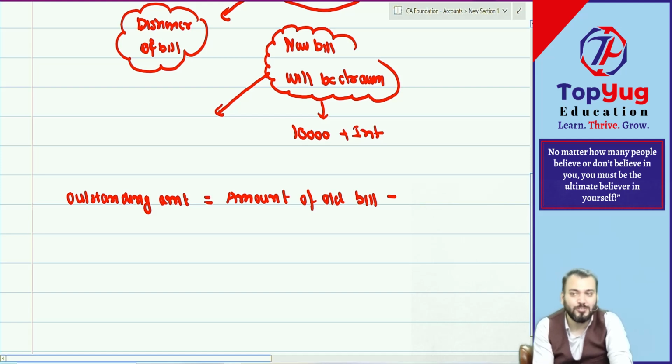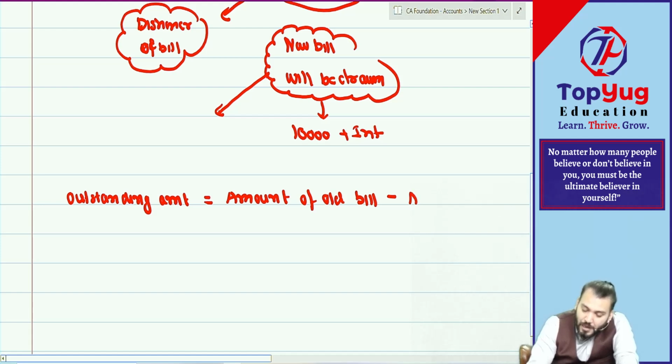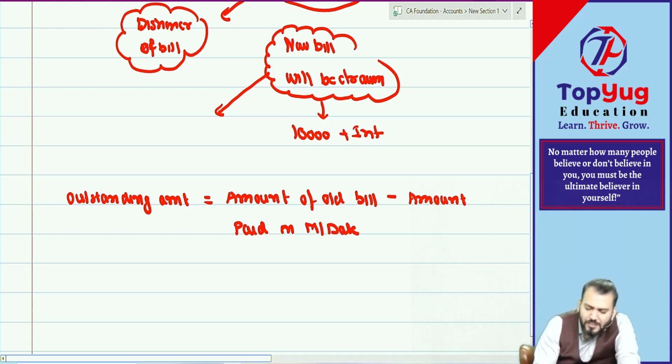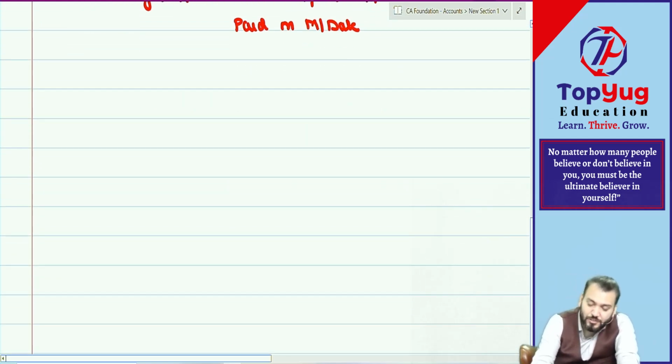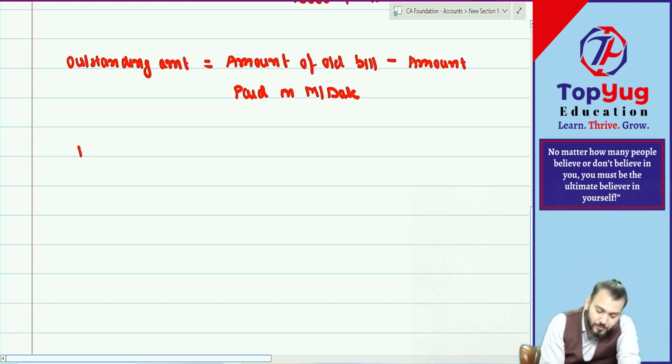First we need to calculate the outstanding amount: the amount of the old bill minus the amount paid on which date? On maturity date. It is quite possible that some amount is paid. If no amount is paid, then the amount of the old bill will be the outstanding amount. Then we need to calculate interest on which amount? Outstanding amount.